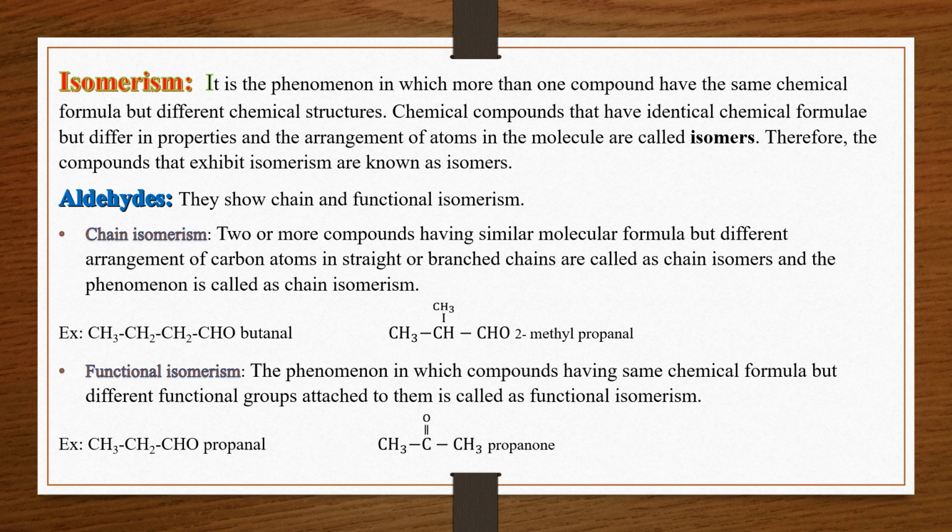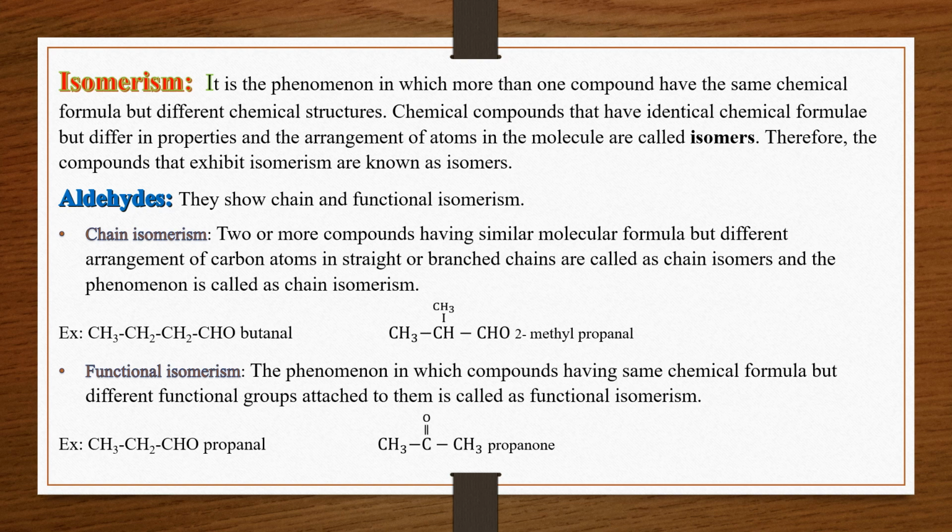Coming to chain isomerism. What is chain isomerism? It is the phenomenon in which two or more compounds having same molecular formula but different arrangement of carbon atoms. The carbon atoms may be arranged either in straight chain or a branched chain. Such compounds are called chain isomers and the phenomenon we call chain isomerism.